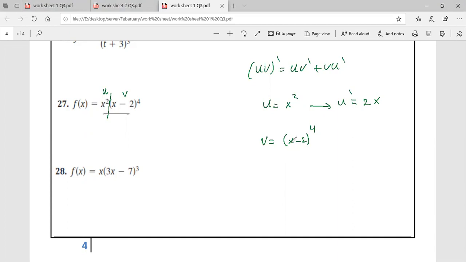It is a composite function. I will apply the general power rule. If you have a bracket raised to a power, I'll apply the general power rule. V prime, it will be which state? The exponent. Look, I repeat the same rule: 4 multiply x minus 2, decrease the exponent by 1, it will be 3.